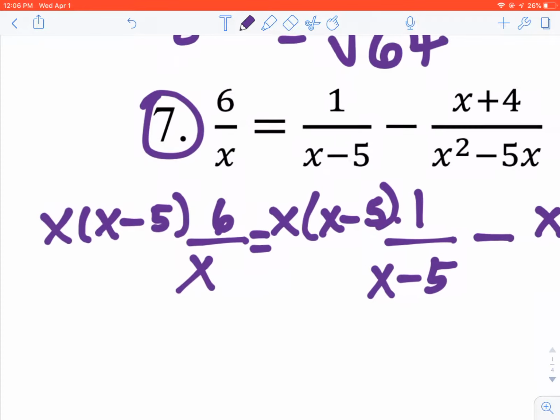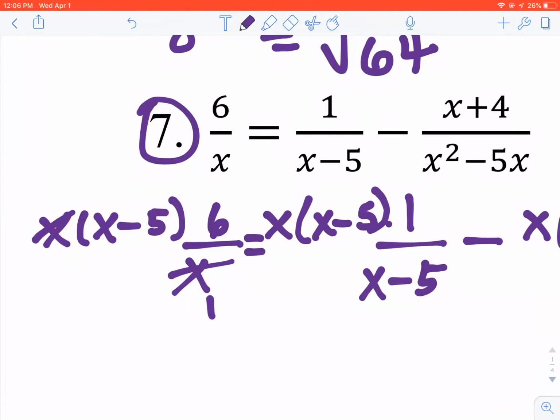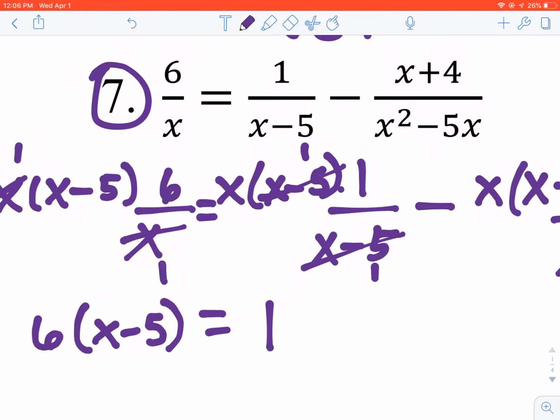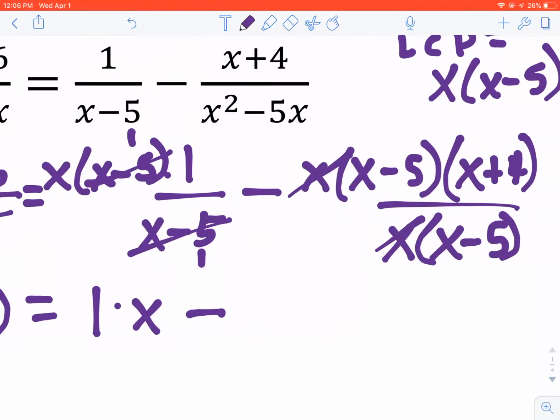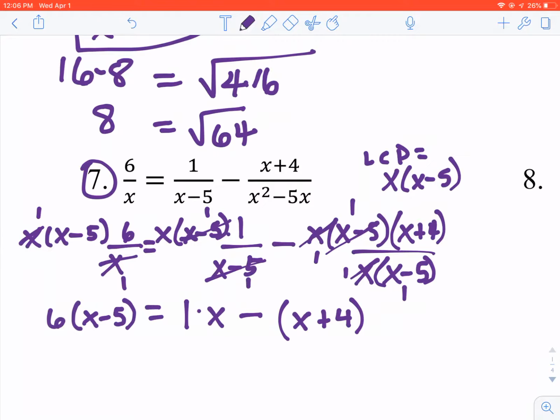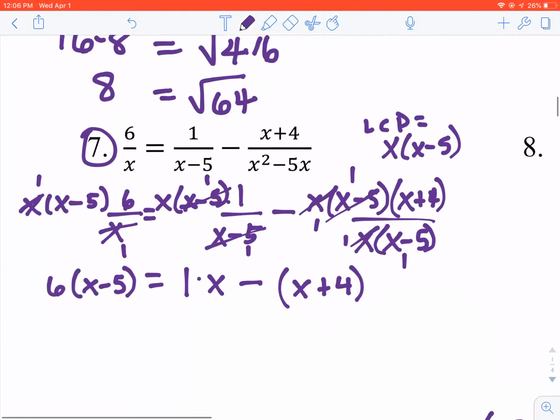Alright, so now I'm going to cancel the x and the x, and I'm going to end up with 6 times x minus 5 equals, in the next one I'm going to cancel the x minus 5s. I'm going to be left with 1 times x minus this one, the x cancels, the x minus 5 cancels, and I'm left with just x plus 4. But notice I'm leaving the x plus 4 in parentheses because of that minus sign. So be super duper careful if there's a minus sign.